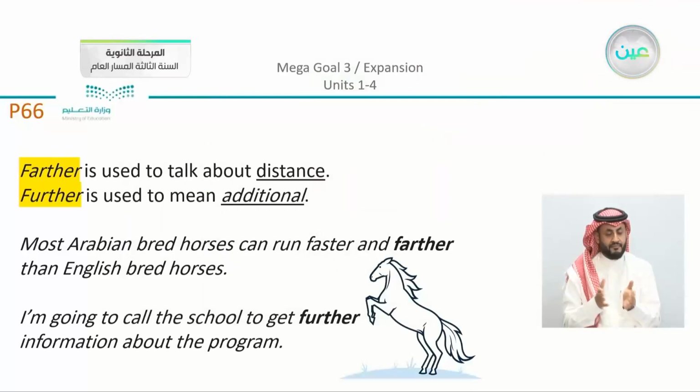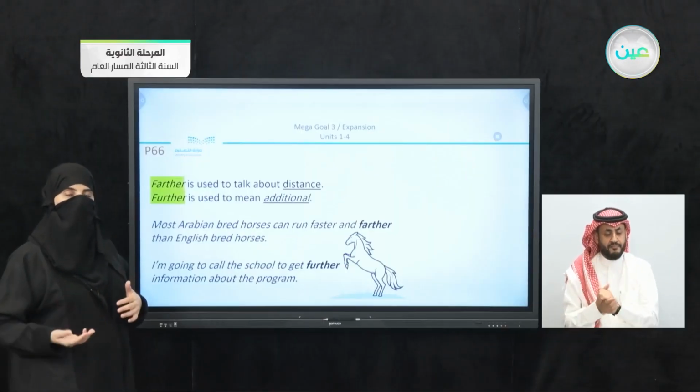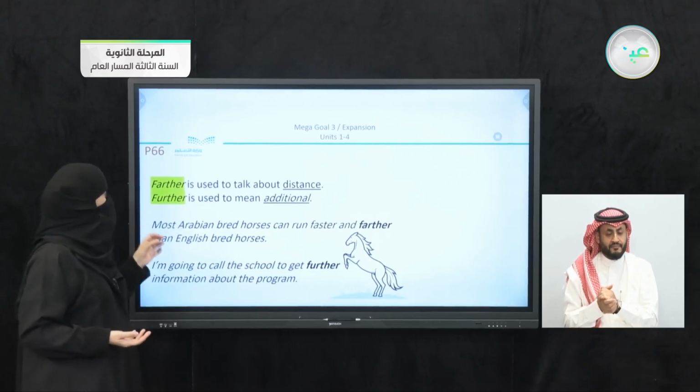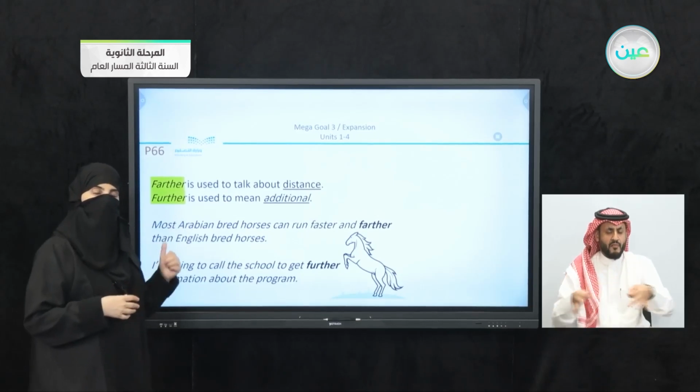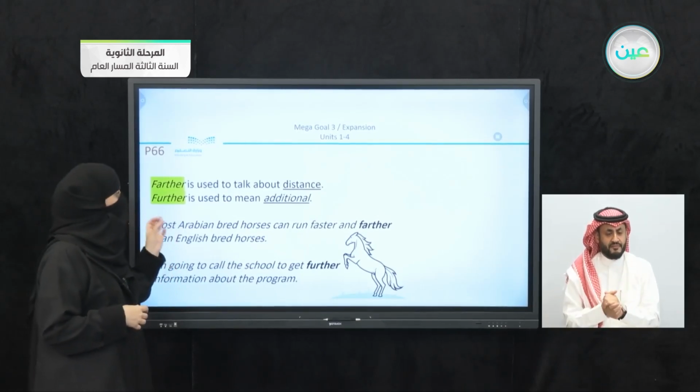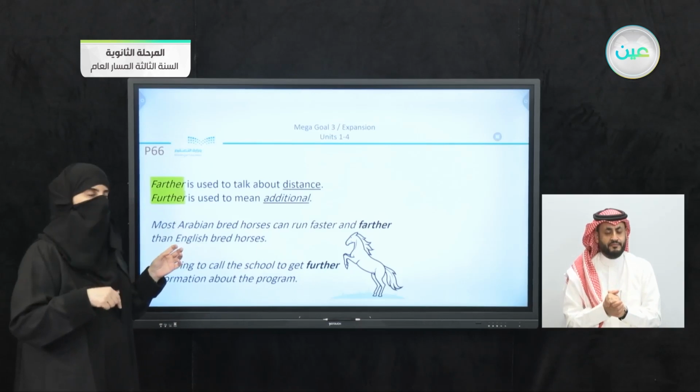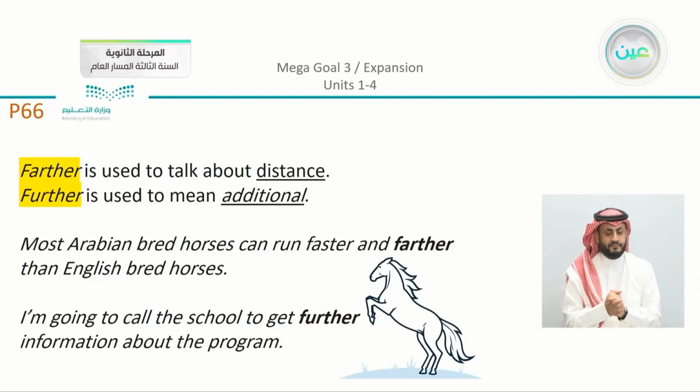Also, we can add that we have here 2 words. We have here the words further and farther. Now, farther is used to talk about distance. Further, however, is used to mean additional. Now, most Arabian bred horses can run faster and farther than English bred horses. I'm going to call the school to get further information about the program.